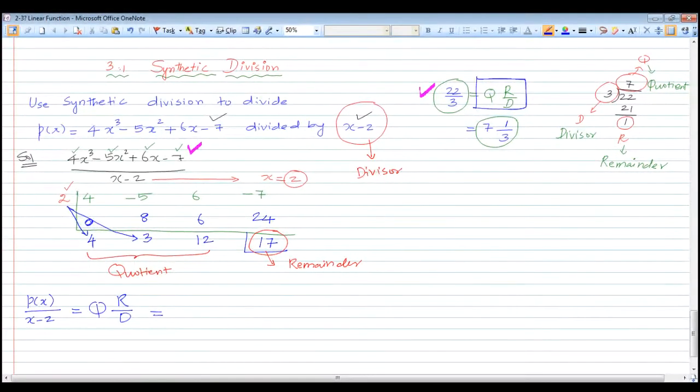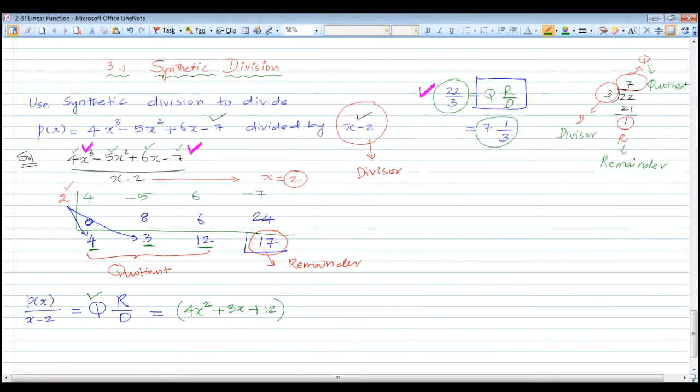So what is the Q value? Here the Q value is nothing but 4. Since the value is given here as x power 3, it reduces by one, so here x power 2. So I can write the quotient as 4x square plus 3x plus 12. So this is the quotient, right?